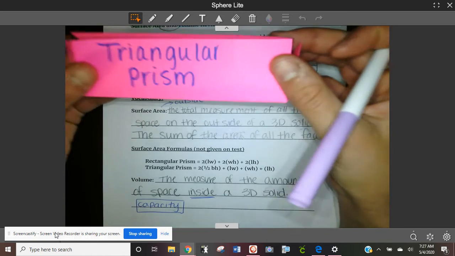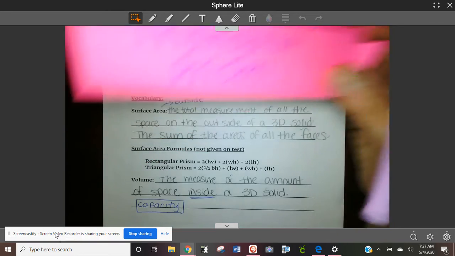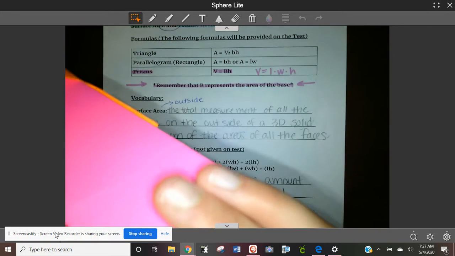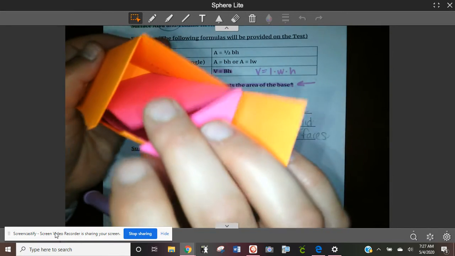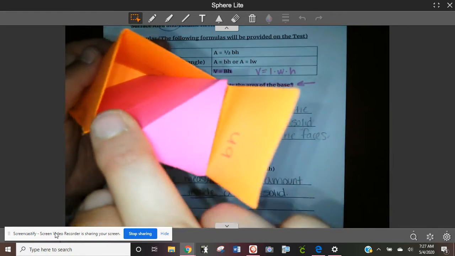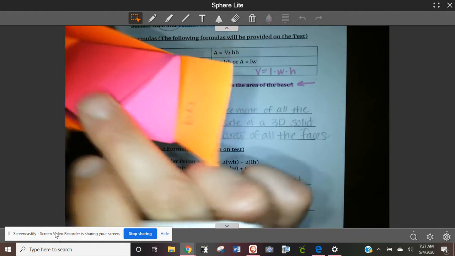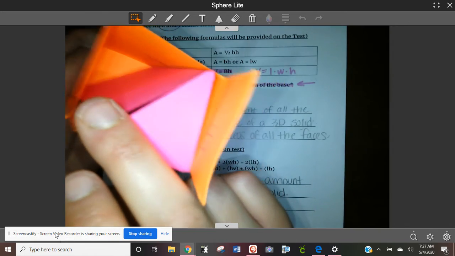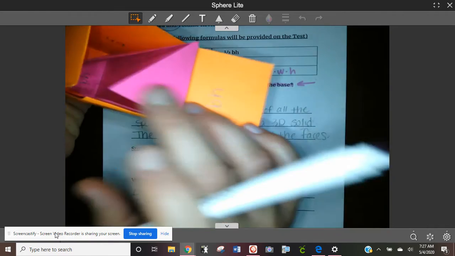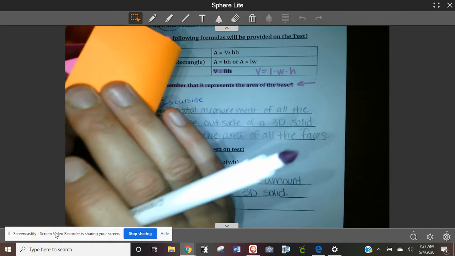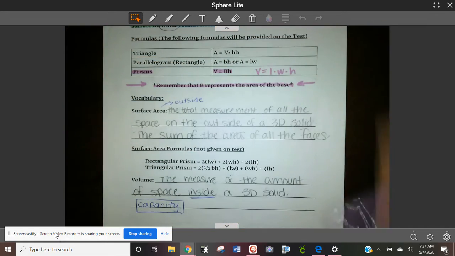Now, for a triangular prism, that's a little bit different, but I tried to make this about half. If I were to slide this triangular prism inside of my rectangular prism, 2 of them would actually fit in there. The reason for that is, think of our base. Our base is 1/2 base times height, and this is just base times height. So 2 of these actually fit inside. Think about that when we're talking about volume.